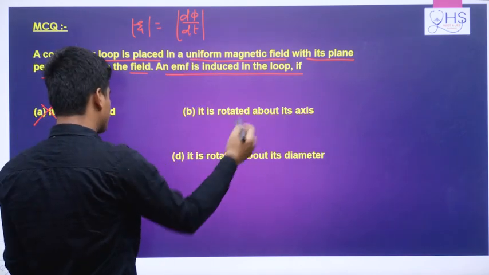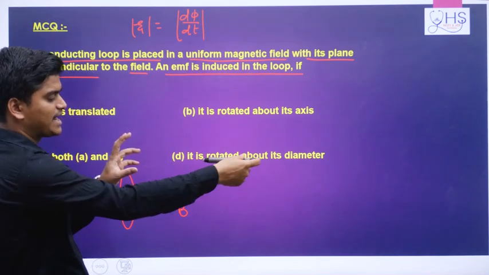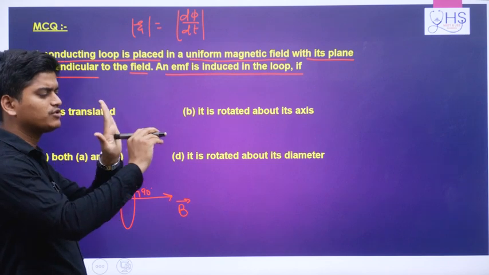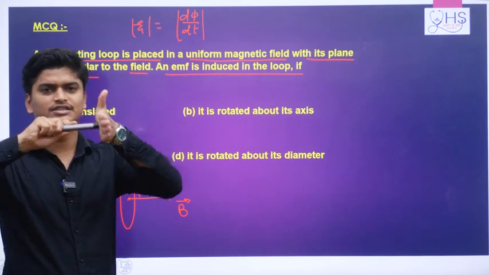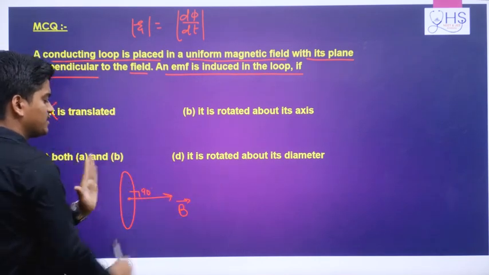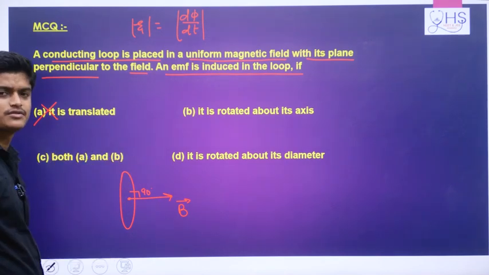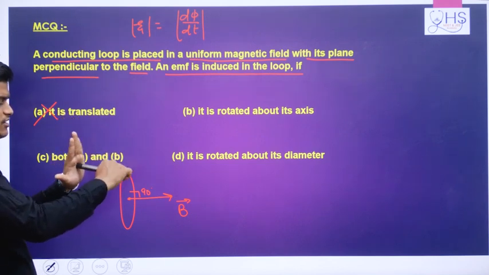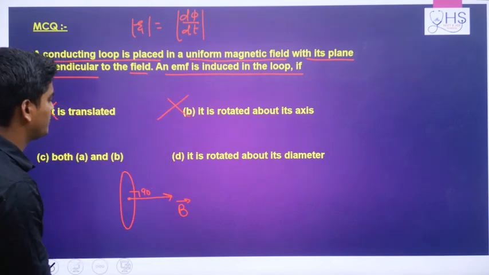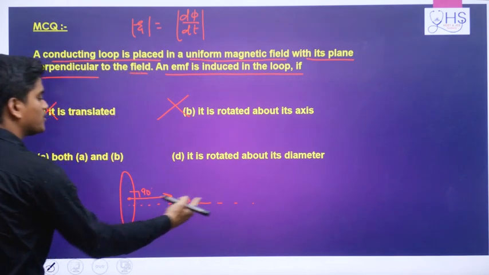It is rotated about its axis. Now see, this is the ring, this is the axis. This pen is the axis, and this hand is the ring. Now if it is rotated about its axis like this, then nothing will happen, because the magnetic field will always be in this direction and the ring is rotating like this. So nothing will happen, no change in flux. In the initial condition and final condition the flux is the same. So rotation about its axis is not correct. This is basically the axis of the coil.